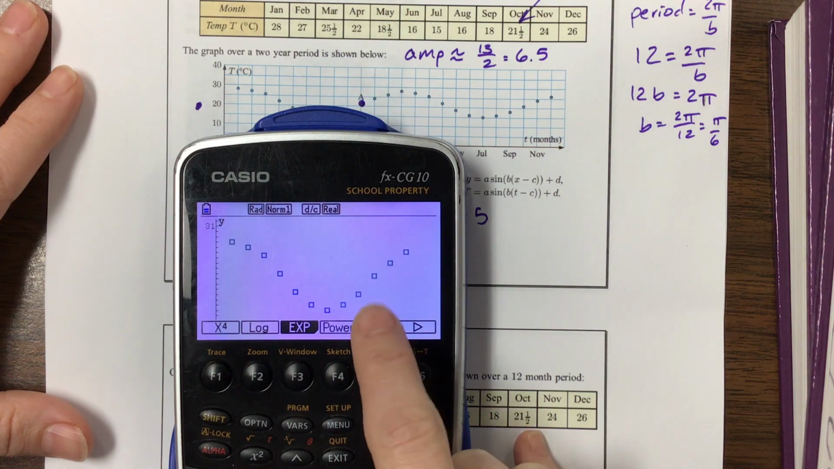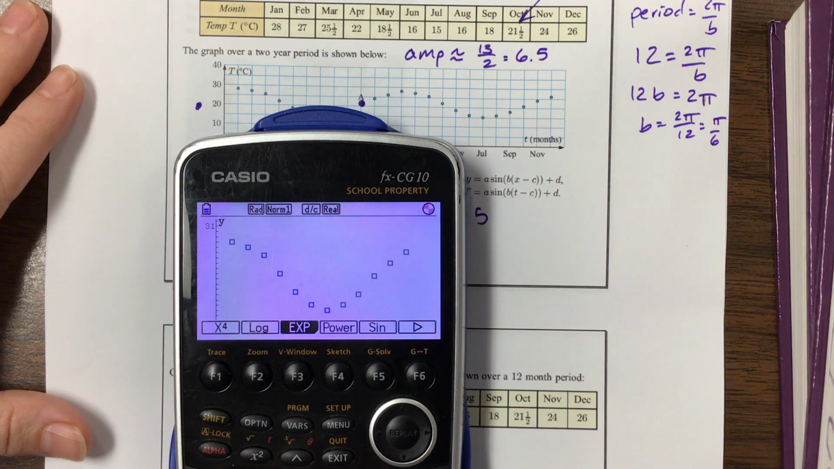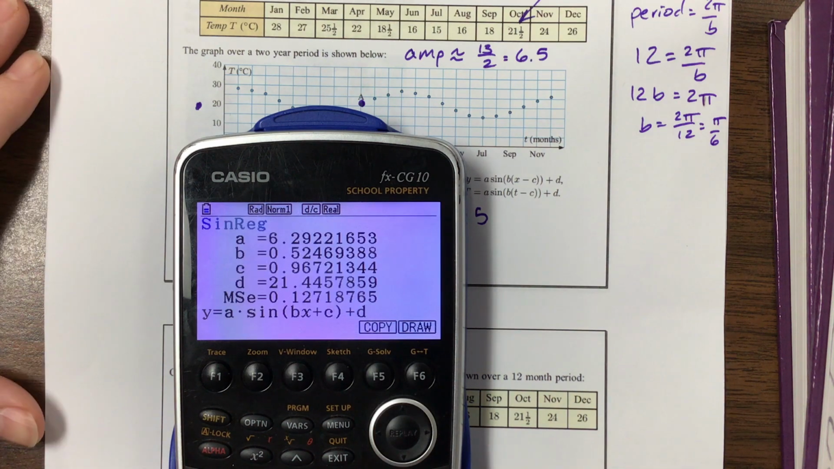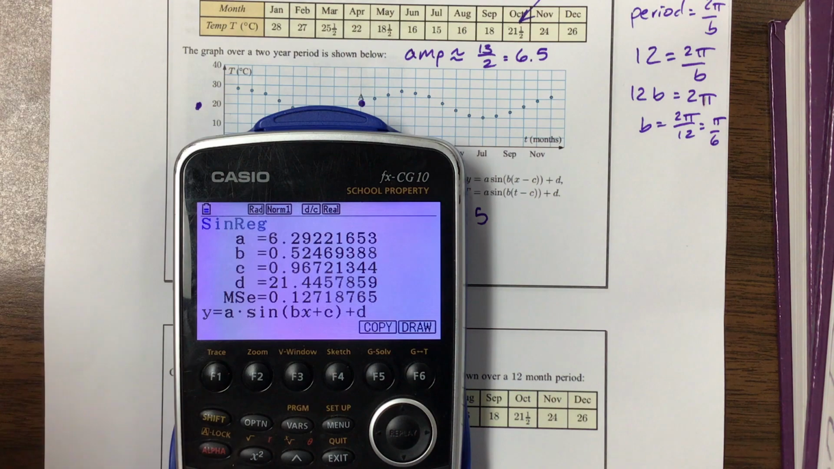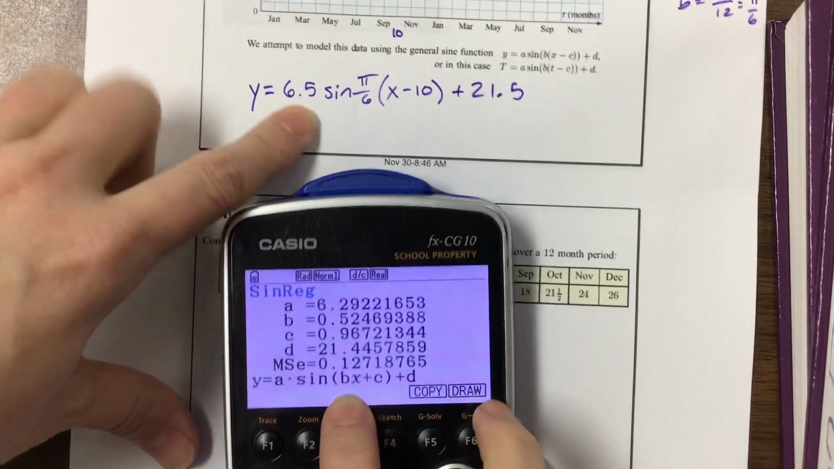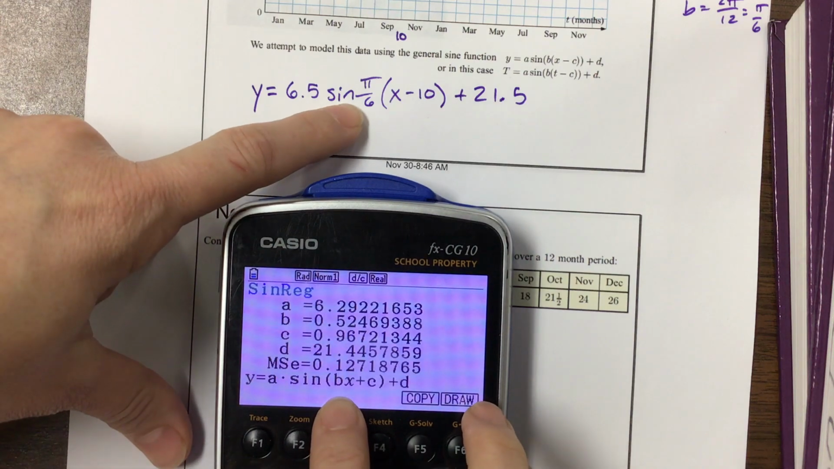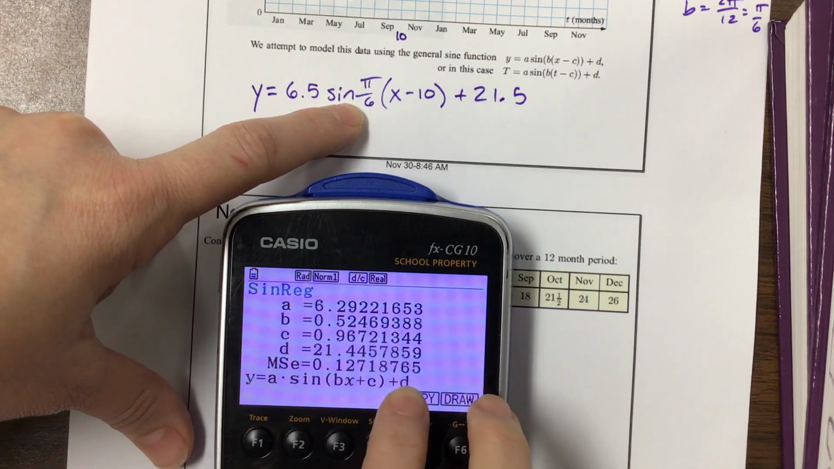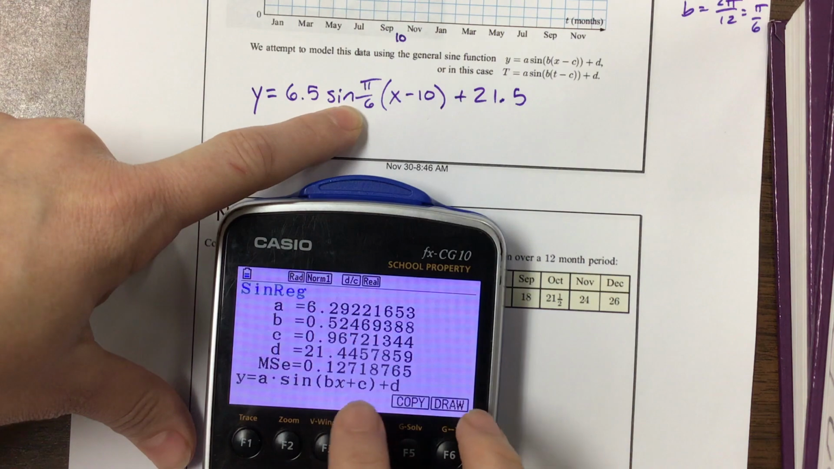Here's the one that I want. I want it to be a sine curve. So when I hit the sine graph, it gives me all of this information. Now you'll notice one thing that's different. When I wrote my equation by hand, I had factored out b. They did not factor out b.